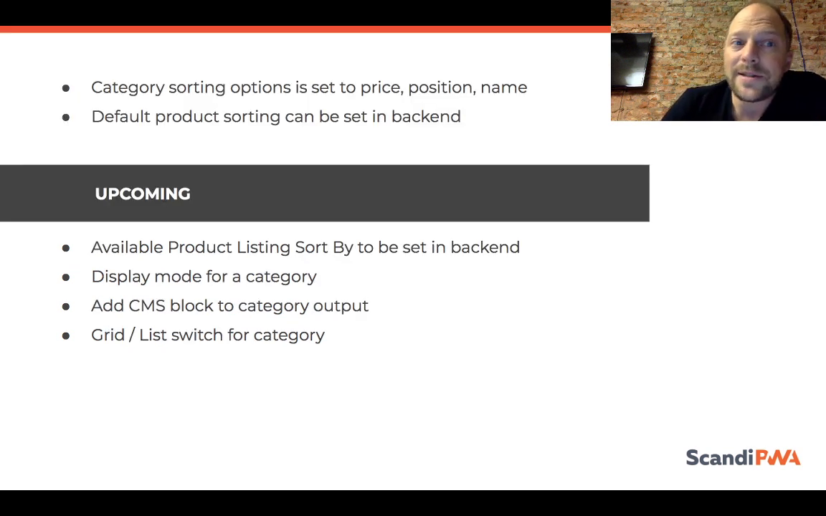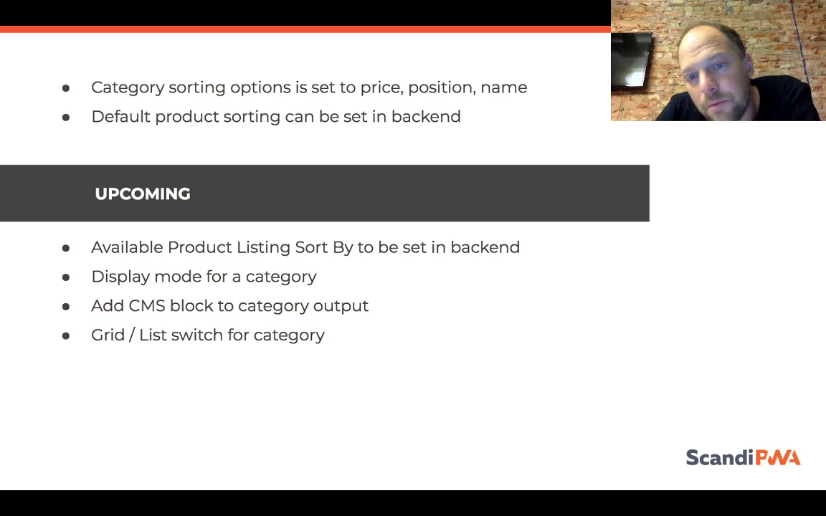For each category, you can set sorting option, default product sorting by price or by position, and you can set sorting options. And these are set to be by price, position, or name. So what is upcoming? That you as a merchant, you can choose that, well, I don't want to set any sorting options, or I just want to set by price, not by name. So there is this Magento setting, so it's a bit postponed.